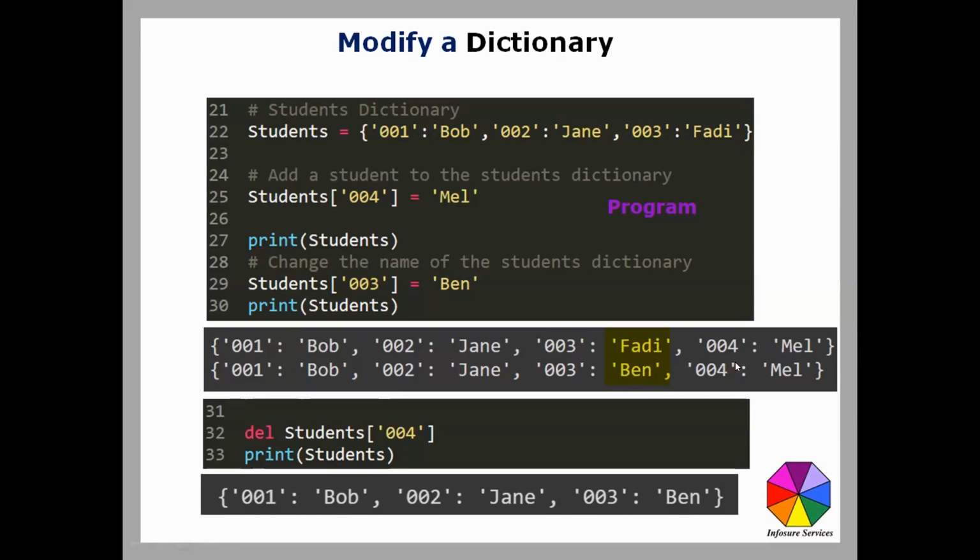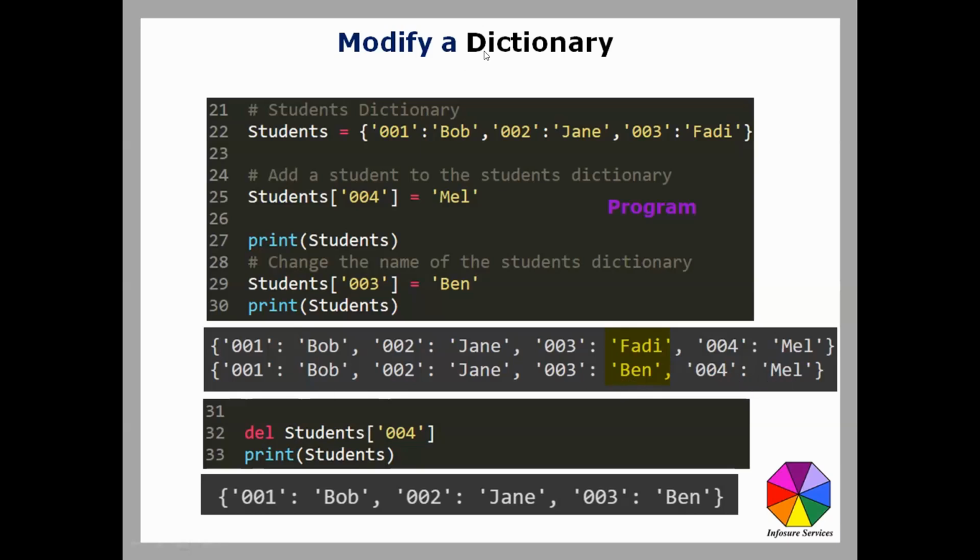Now let's say I want to remove this student 4. I can say del student of 4. Then when I print, it will show without that particular element.